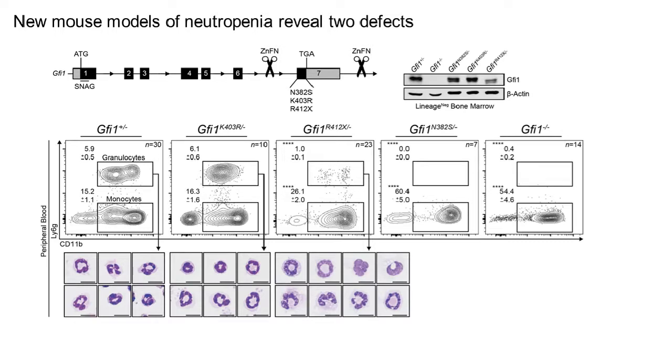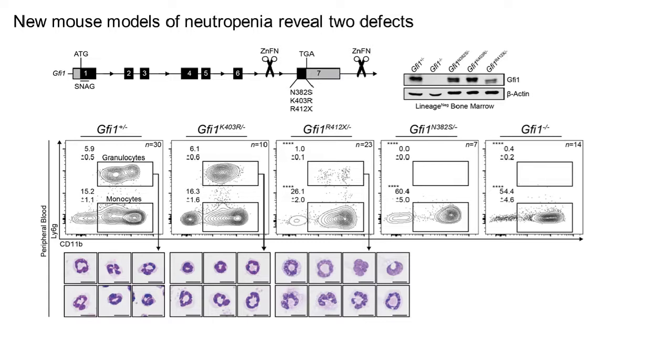So we first looked for the presence of neutrophils in the peripheral blood of these mice. So similar to GFI1 heterozygous mice, which have plenty of mature neutrophils marked by CD11b and Ly6G, K403R also has normal numbers. However, the R412X mutant has significantly fewer neutrophils, whereas the N382S mutant lacks peripheral blood neutrophils similar to the knockouts. However, if we FACS sort out the neutrophils from these mice and look at their morphology, we note that those isolated from R412X appear a bit abnormal or immature, suggesting a second defect in these mice. Not only production, but perhaps a second defect.